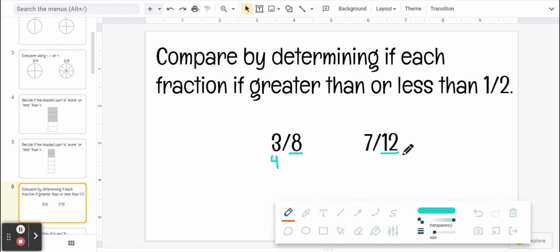Over here, we have 12 total things. Half of 12 would be 6. This 7 here is more than 6. So this fraction is more than a half. This one's less than a half, more than a half. So this one is the greater number. That's the one that we would choose to eat.